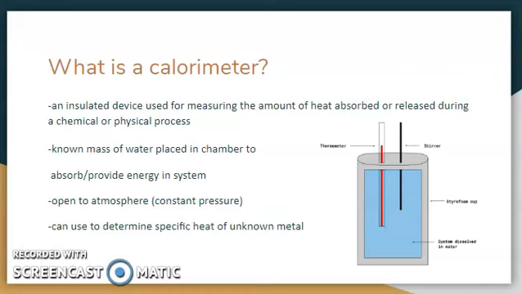And we are going to be specifically focusing on foam cup calorimeters, which are open to the atmosphere. They have constant pressure, and are an insulated chamber with a known mass of water in the chamber, which is used to absorb the energy released from the reacting system or to provide the energy absorbed by the system. And it can be used to determine the specific heat of an unknown metal, which we are going to do in this video.